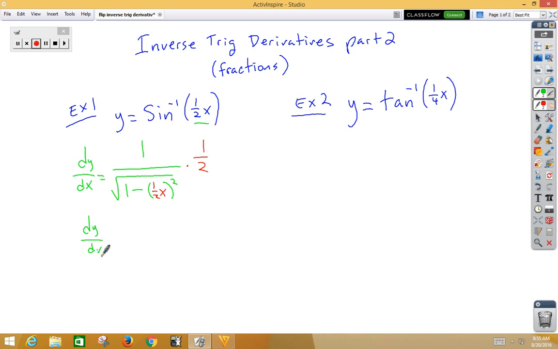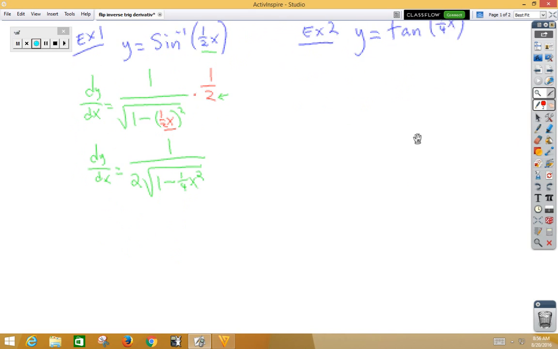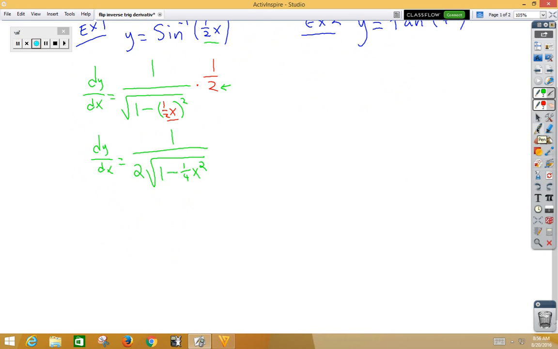So dy dx is equal to 1 over, now notice this 2 is on the bottom, so I'm going to leave that on the bottom, root 1 minus 1/2 x times 1/2 x is 1/4 x squared. Here is where our algebra can get a little more complex. On the inside of the square root, we can make a common denominator. I have 1 over 2 root. I'm going to turn the 1 into 4 over 4. That's going to allow us to rewrite the inside as 4 minus 1x squared over 4.